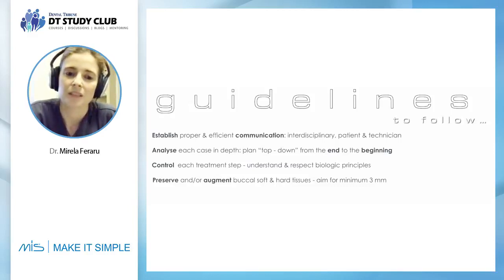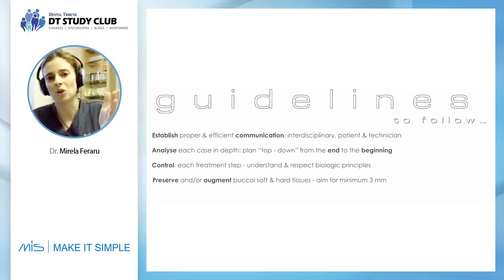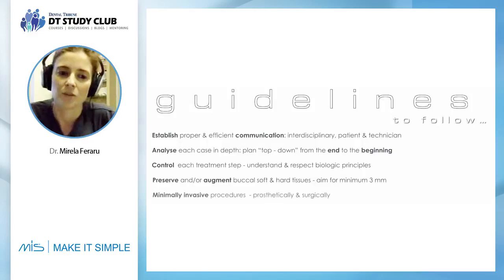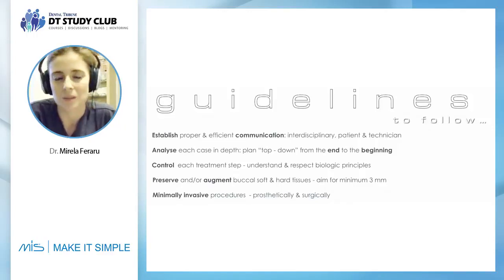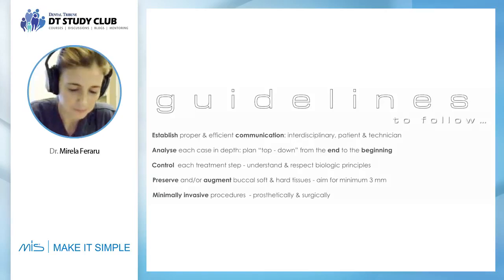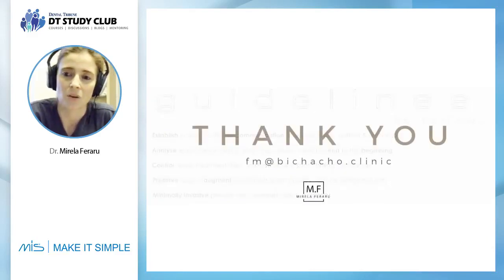We try to preserve and augment whenever we have deficiencies, soft or hard tissues. We aim for at least 3 millimeters, and I think today it's not that important what the percentage or the balance is, more towards the bone or towards the soft tissue. It should be an overall 3 millimeters. And we try to stay minimally invasive with our procedures, both for prosthetics and when it comes to the surgical approach. We should also take into consideration that we have a human being in our chair and try to minimize, whenever we can, the invasiveness of our treatment.